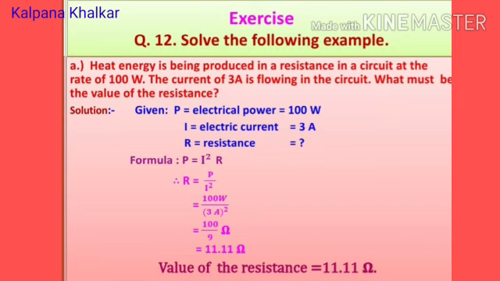Therefore, R is equal to P upon I square, which is equal to 100 watt upon 3 ampere bracket square, which is equal to 100 upon 9, equal to 11.11 ohm. Therefore, the value of the resistance is equal to 11.11 ohm.